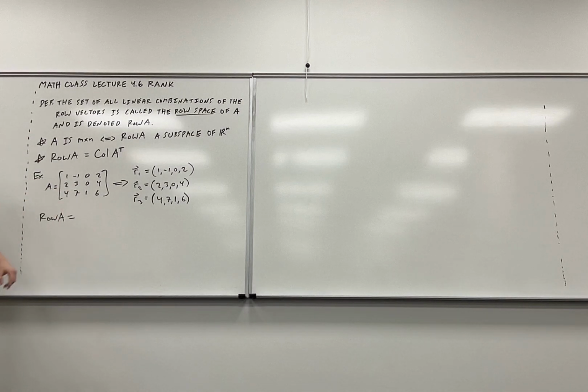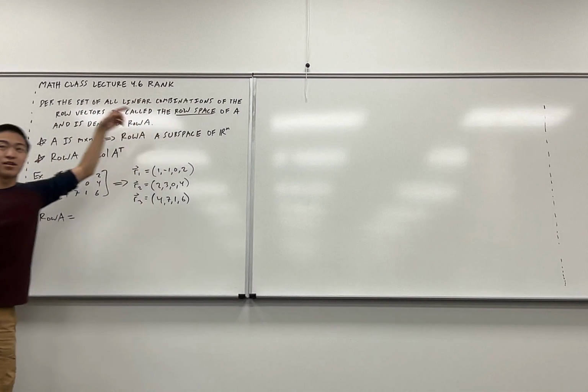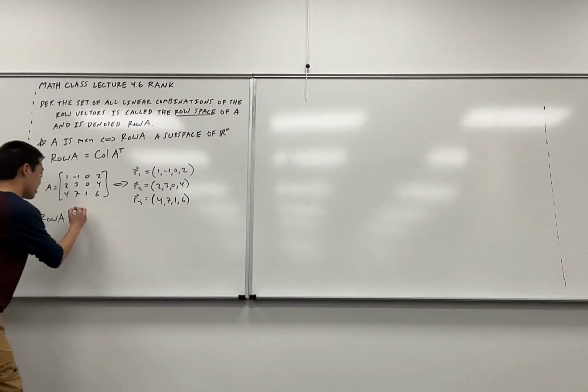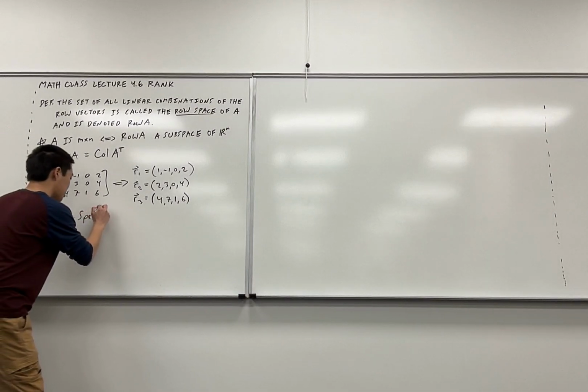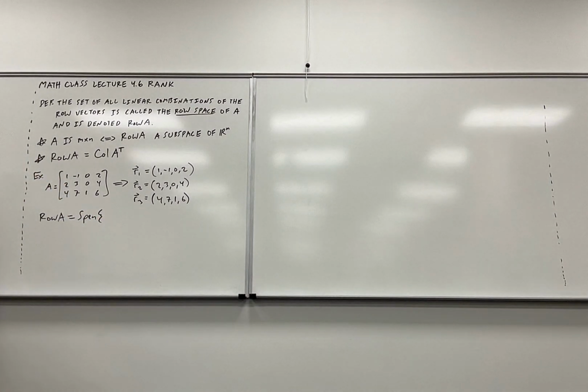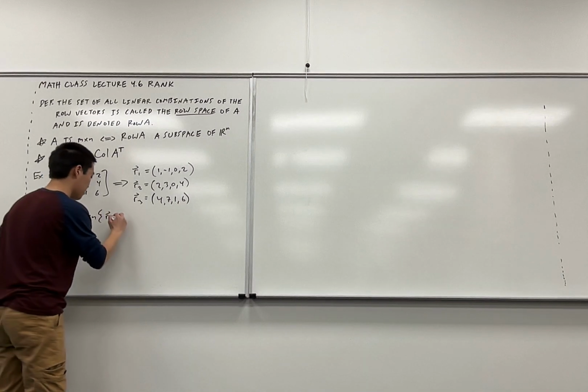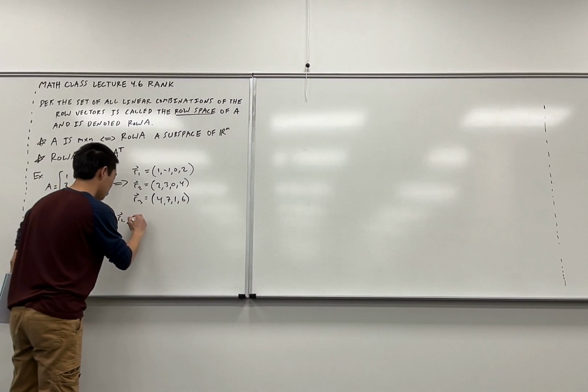What's the shorthand way of describing all linear combinations? The span. Of which vectors? R1, R2, R3. There we go. R1, R2, R3.